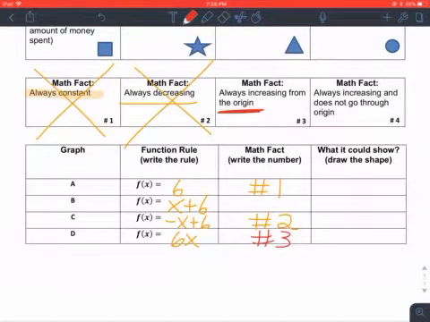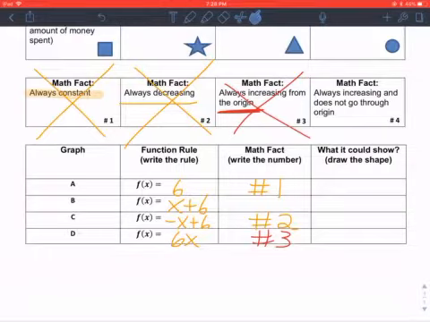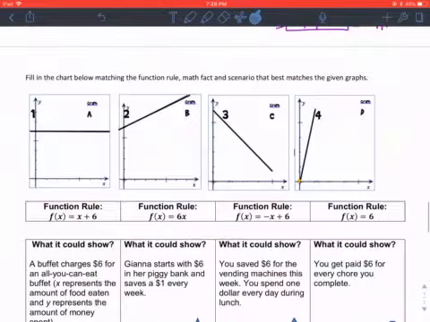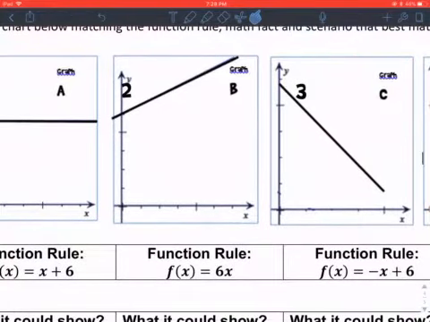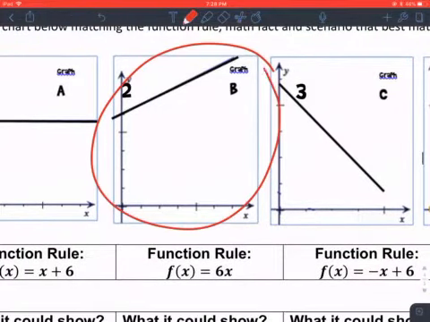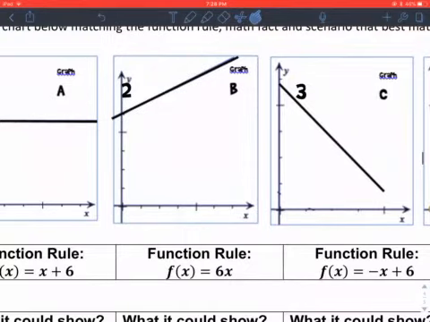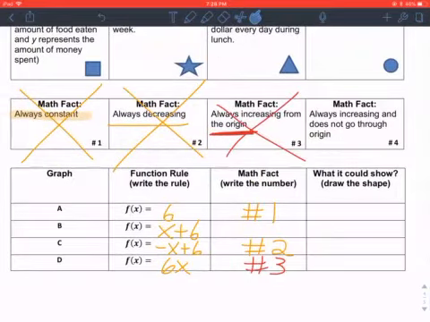Okay, so that one's done. So I know that B is going to match up with my last math fact, but I will explain why. So the last math fact is always increasing and does not go through the origin. So the only one that's always increasing and does not go through the origin is B, because if you look, the y-intercept is 4. It does not go through the origin because the origin is down here. Okay, so B is going to match with that math fact. So number 4 matches with B.